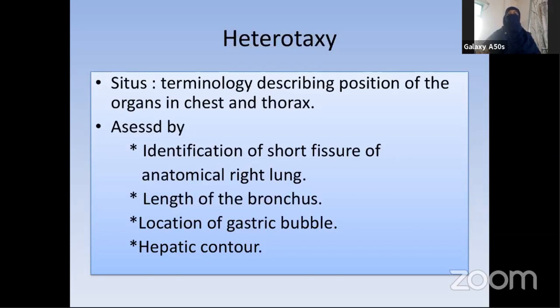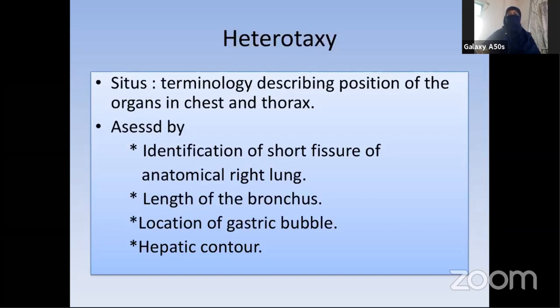And the location of the gastric bubble is on the left. We usually see in the chest X-ray view a large gas shadow under the left hemidiaphragm. So is the hepatic contour. We know the normal liver shadow is on the right upper abdomen, and it casts a dense opacity on the right hemidiaphragm, and the right hemidiaphragm is usually higher in relation to the left one.